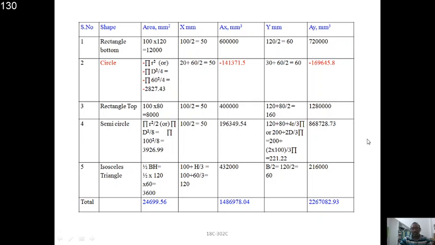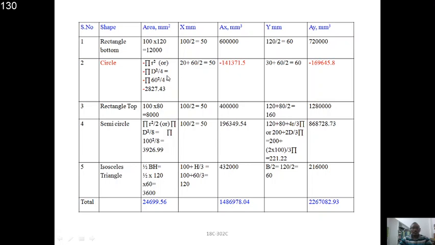Similarly for the isosceles triangle, x bar is equal to 100 plus h by 3, because after the rectangular portion only this isosceles triangle is there. Hence this is the 100, so 100 plus h by 3, because h is here, as it is the base for this triangle. Therefore h by 3, that is 60 by 3. And for the y bar we require this dimension, which is b by 2 because it is an isosceles triangle.